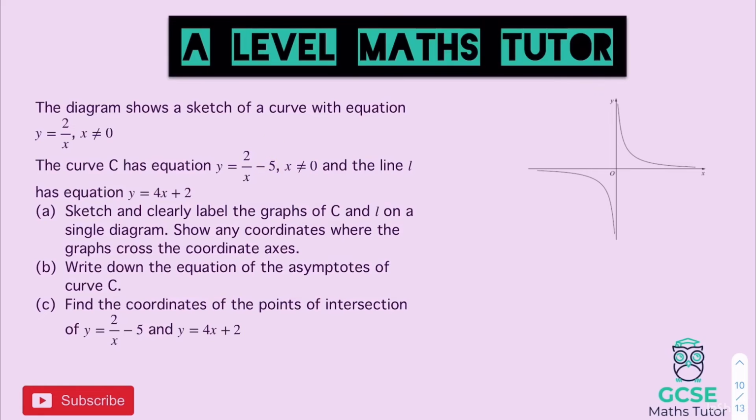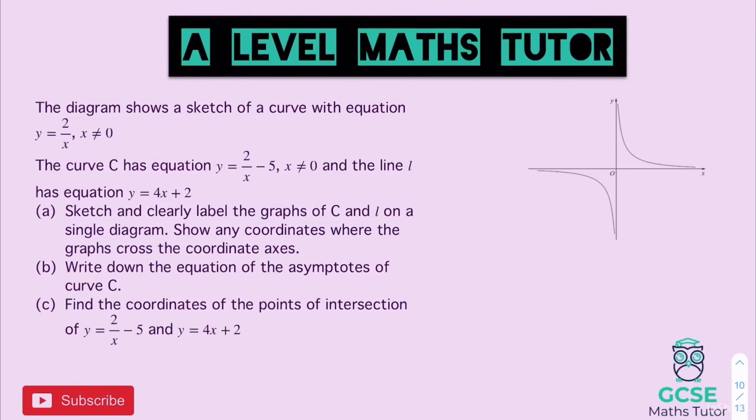It says, and the line L has equation y equals 4x plus 2. It says sketch and clearly label the graphs of C and L on a single diagram showing any coordinates where graphs cross the coordinate axes. For part B, write down the equation of the asymptotes of curve C. So again, obviously linking back to asymptotes in reciprocal graphs, so do make sure you've checked that video out. And then for part C, find the coordinates of the points of intersection for these two graphs.